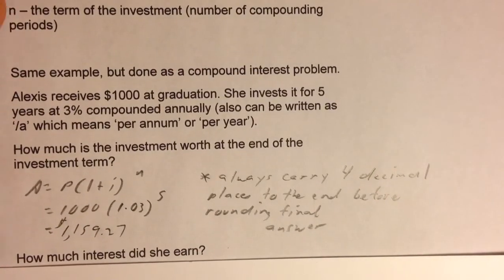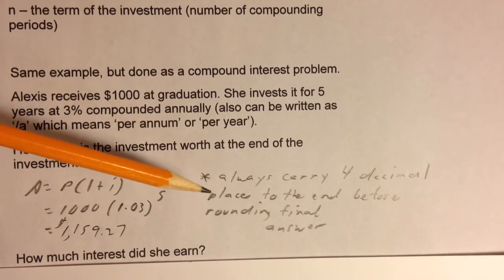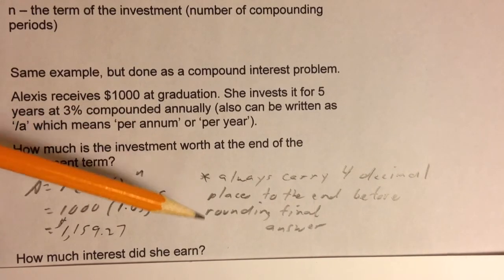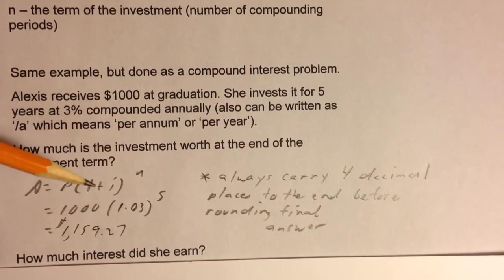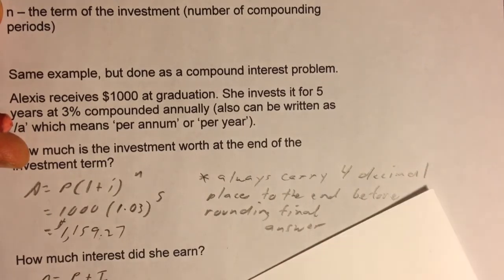Please remember that whenever you're doing these problems, carry 4 decimal places all the way to the end of your solution and then round it to your final answer. So I carried 4 decimal places before I rounded that 0.27.